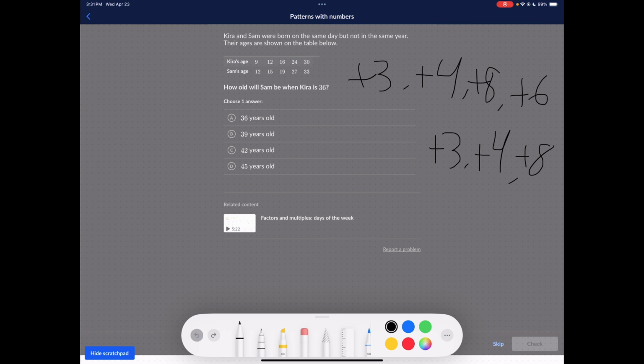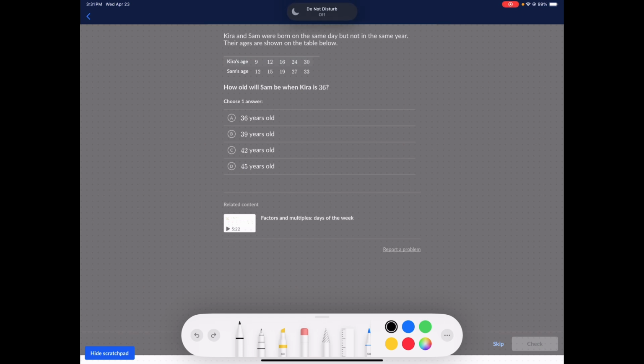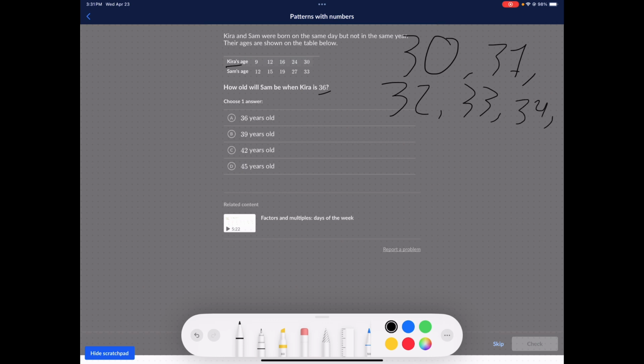So what we can do here is we can actually just count up because we know the patterns will be the same. So we want to know when Kira is 36. So we have 30. Let's count up to 36. 31, 32, 33, 34, 35, 36. So we counted 1, 2, 3, 4, 5, 6 times. So there's that, and now let's do the exact same thing for Sam, which will be our answer.